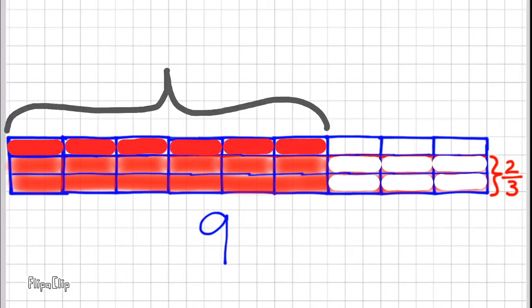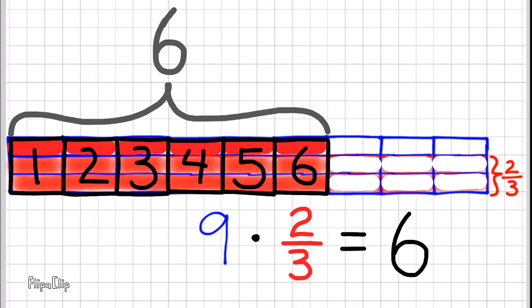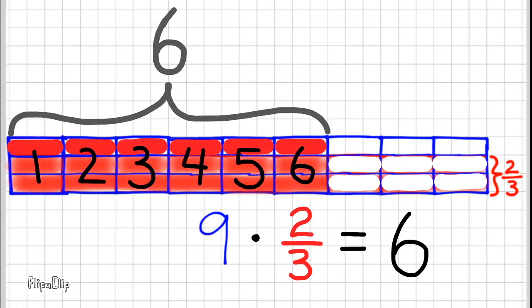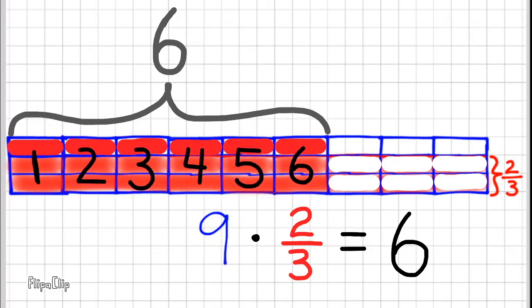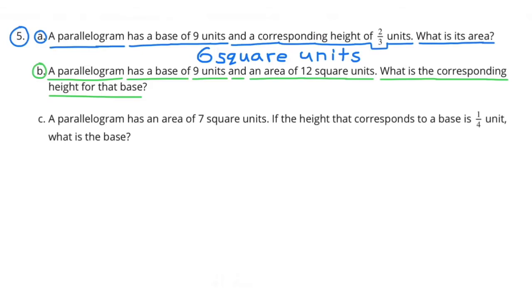I've decomposed it and rearranged it so that now I have 6 full units. 9 times 2/3 equals 6. The area of a parallelogram that has a base of 9 units and a height of 2/3 units is 6 square units. B. A parallelogram has a base of 9 units and an area of 12 units.